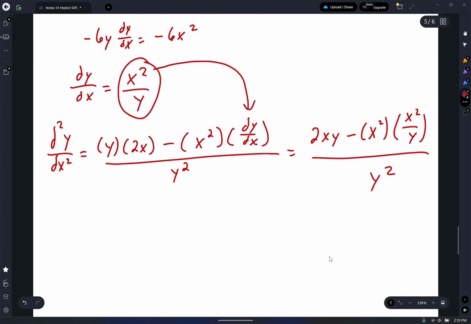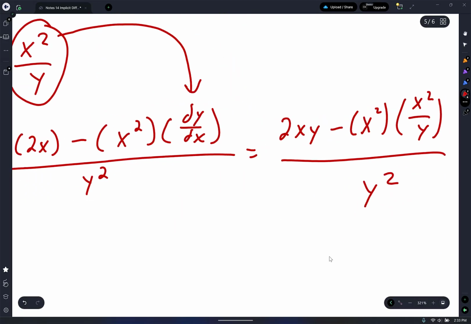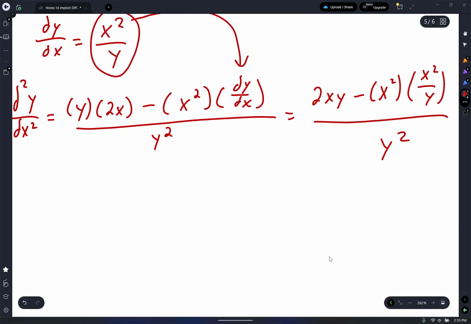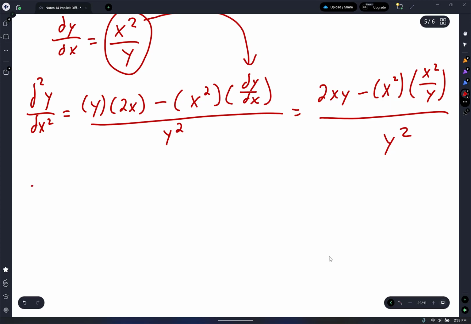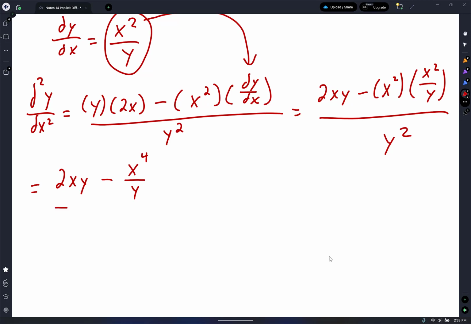Let's continue simplifying. Are we okay right now so far? Okay. I'm going to go slow. Here we go. Look how slow I'm going to go. I'm going to say 2xy minus x squared times x squared. X to the fourth. You're right. X to the fourth, y. And I still have this y squared in the bottom. All I did was x squared times x squared. It is x squared over 1.